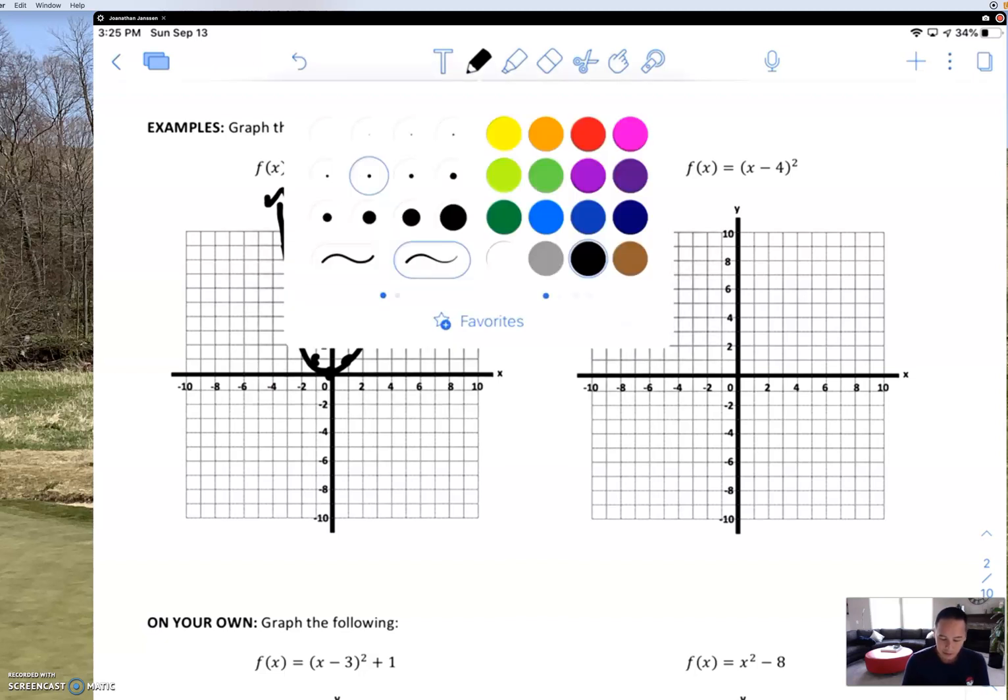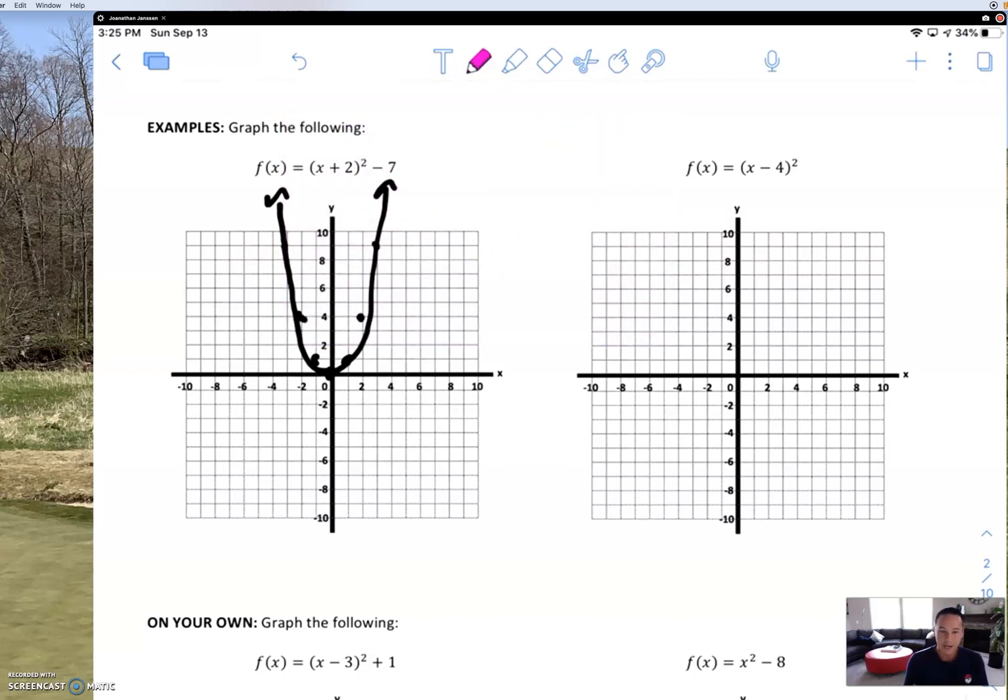So now we're going to look at what happened to get from x squared to this new graph. We recognize there that it went to the left by 2, so we're going to shift this graph to the left by 2. And it's also going to go down by 7. If it goes left by 2 and down by 7, our new vertex is going to be way down here at (-2, -7).